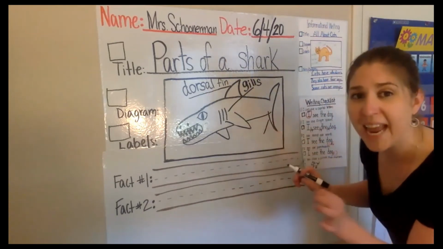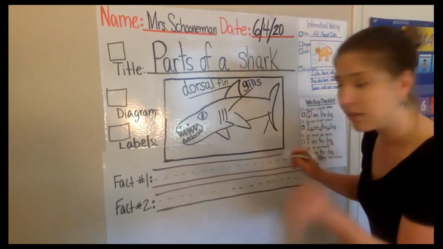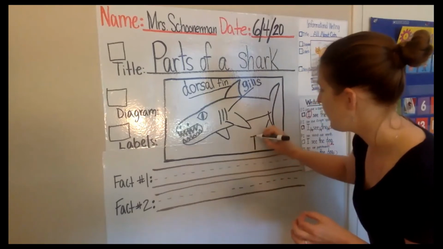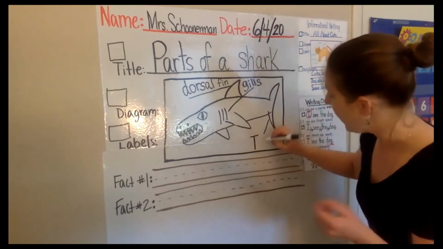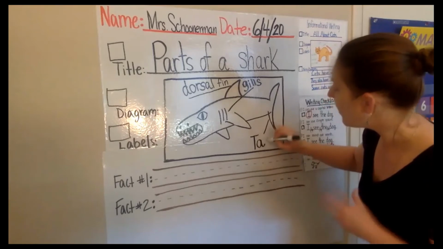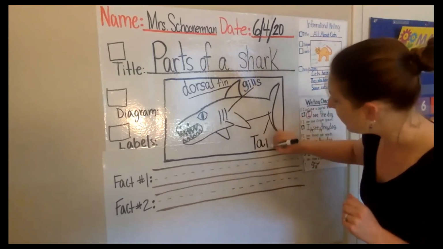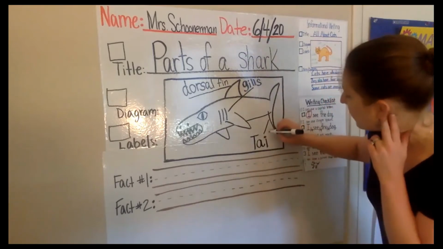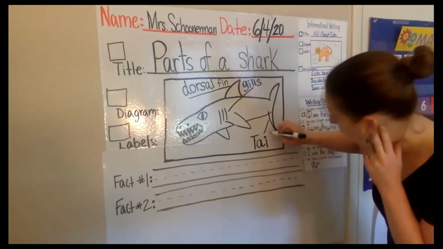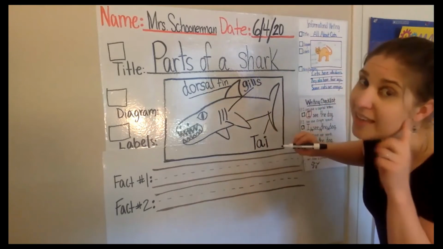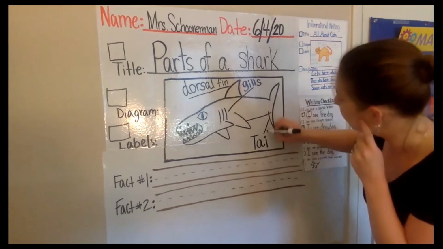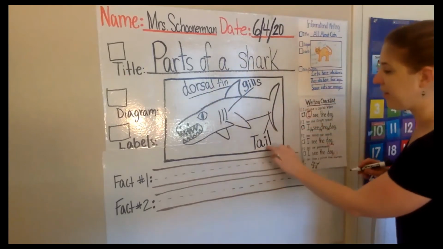Okay, tail. T, A, and then there's an I. Can't hear that when we make the sounds in the word tail, but you can hear what's at the end. Tail. L. Yep, add your L at the end there.